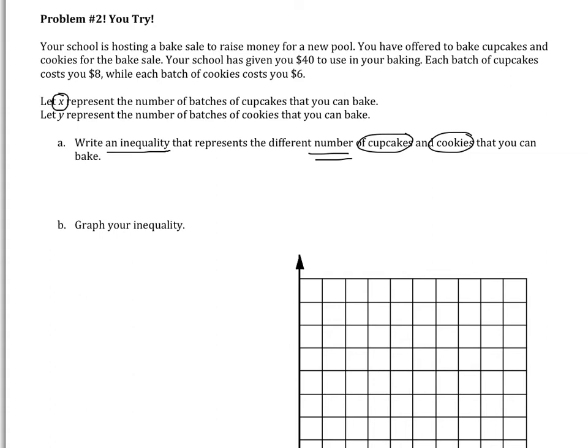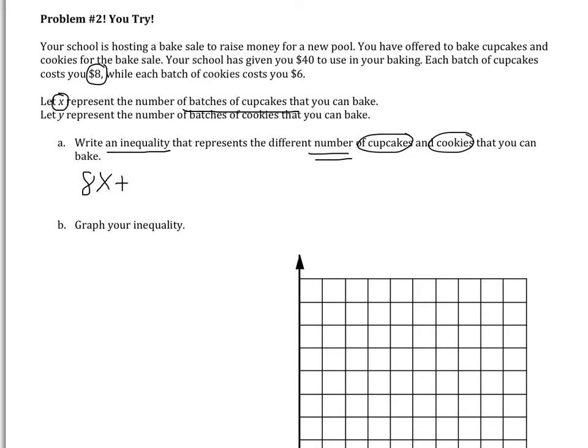X, on one hand, is the number of batches of cupcakes I can make. So I'm going to bake X batches of cupcakes, but each batch is going to cost me $8. So that's going to be 8X. So if I bake 2 batches of cupcakes, that's going to cost me $16, 2 for each batch.